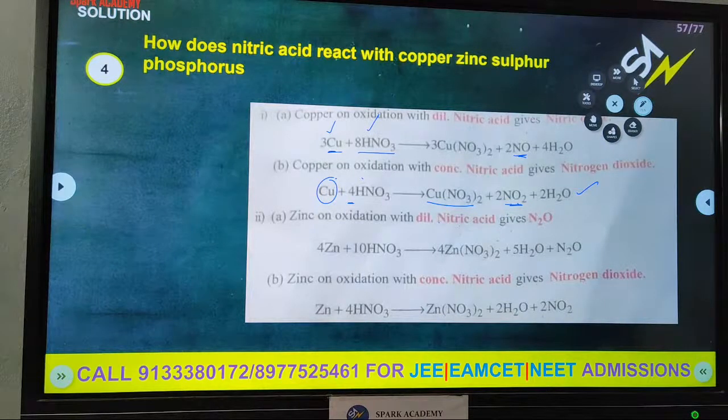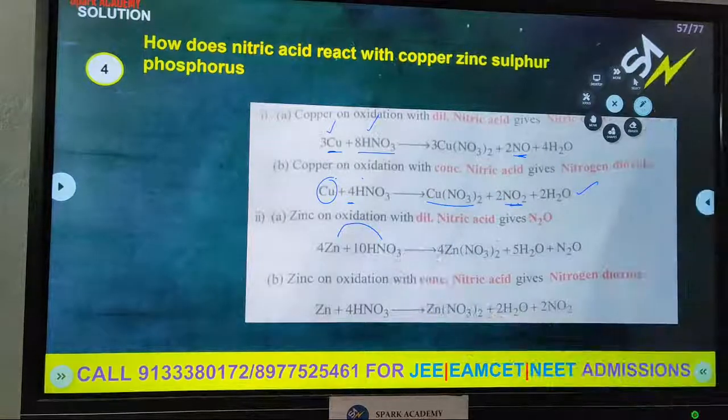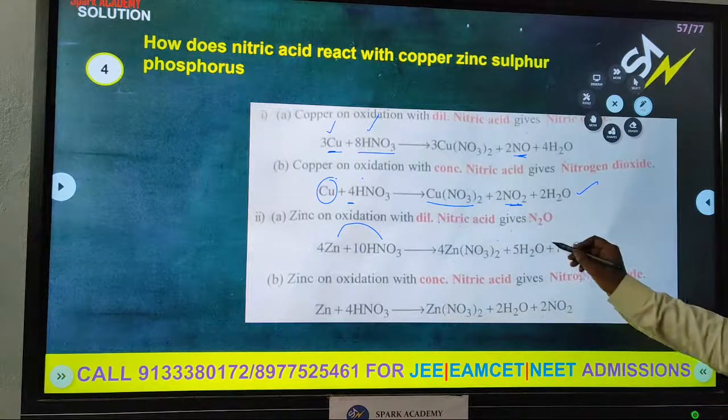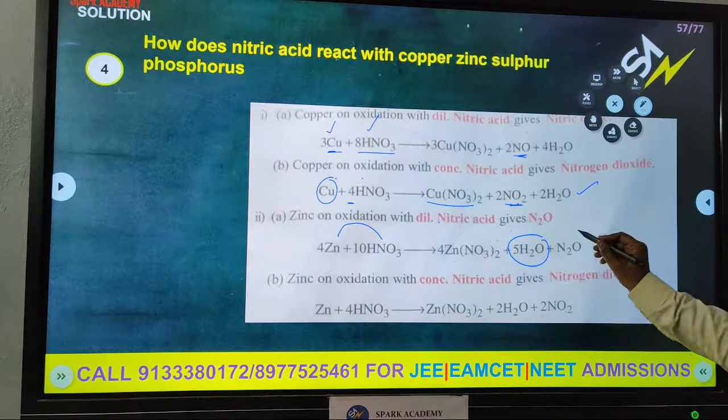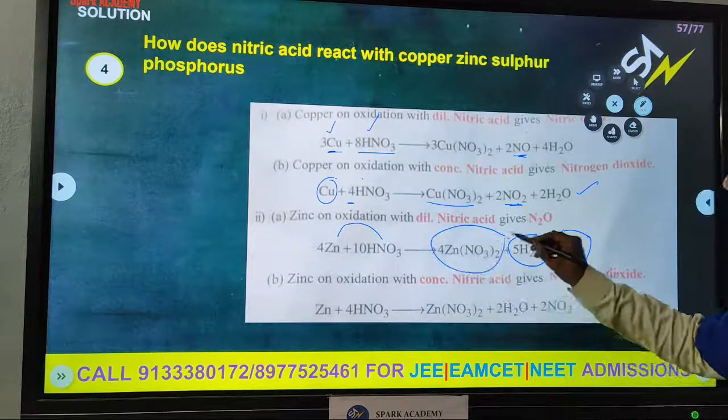Now zinc. With zinc, HNO3 is reactive. How many moles? Here we have to remember 10 moles. So 10 moles of HNO3 react with zinc and form Zn(NO3)2. How many water molecules? 5. How many nitrogen dioxides? 1. How many moles here? 4.